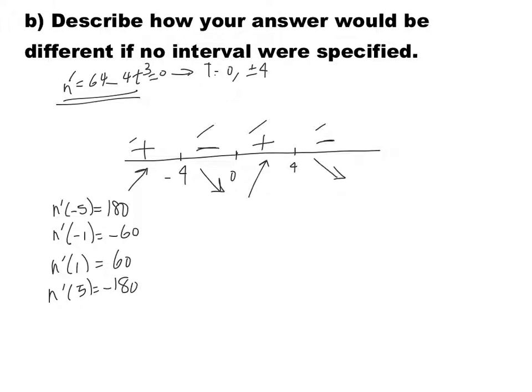So we can say that the function n increases when time t is less than negative 4 and t is between 0 and 4. Our function n decreases when t is between 0 and negative 4 and t is greater than 4.